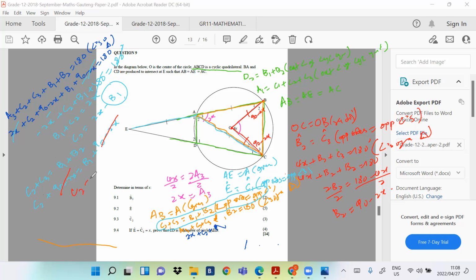So this will cancel out. Can you see C2 is B1? Then yes, I can put C2 there. That means C2 is 2x minus C2. I bring C2 this side. 2C2 will be 2x. Divide both sides by 2. Therefore, C2 is x. Okay? It's a long one. That's why there's 5 marks there. Is it 5 marks?